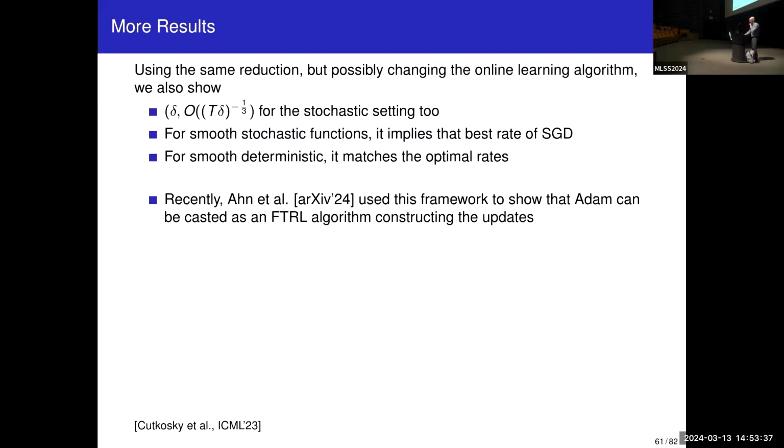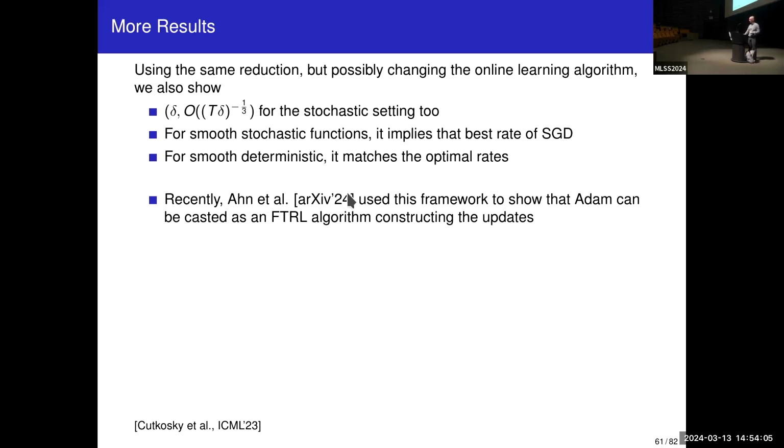Okay, so if you look in the paper, by the way, there are other results. And what we showed is that, apart from the fact that this is optimal, it was the first time that people obtained the optimal rate. These also extend to the stochastic setting, same rate. You can also assume that the functions are smooth, and you can wonder if this reduction still works. And it still works. You get the best rate of SGD. You can also assume that it's smooth and deterministic. Again, you match the optimal rate.